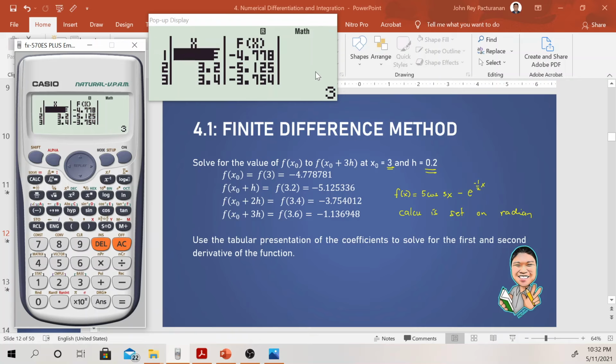O, di ba? From 3. Tingnan ninyo 'tong malaking screen dito. O, 3, yung value niya is negative 4.778781. O, scroll down mo lang. O, negative 5.125336. Tapos dito, negative 3.754012. And for 3.6, negative 1.136948. O, di ba? At least hindi ka na magpapagod kakaisa-isa nun, no?